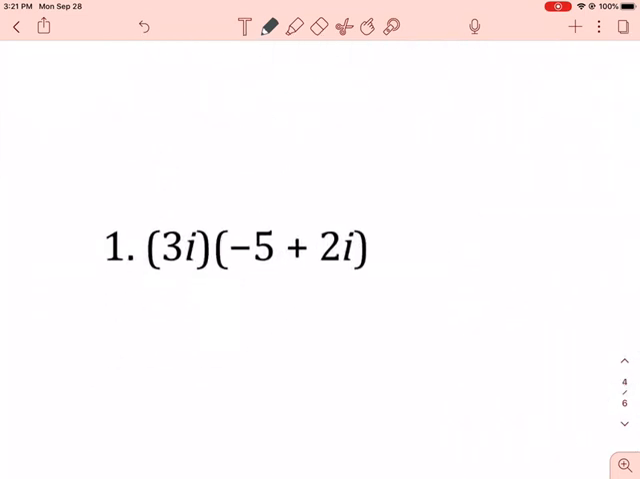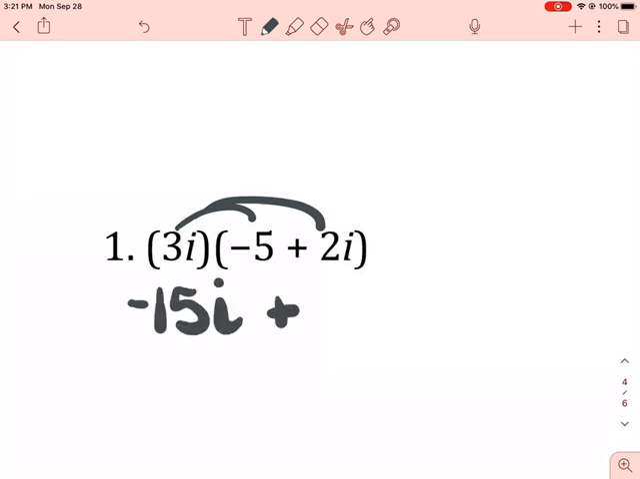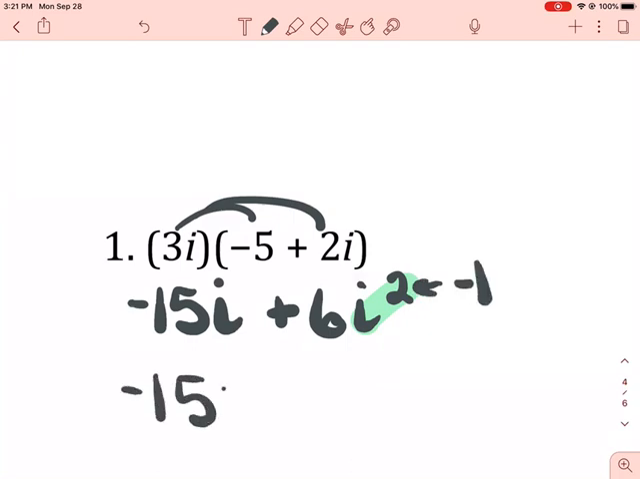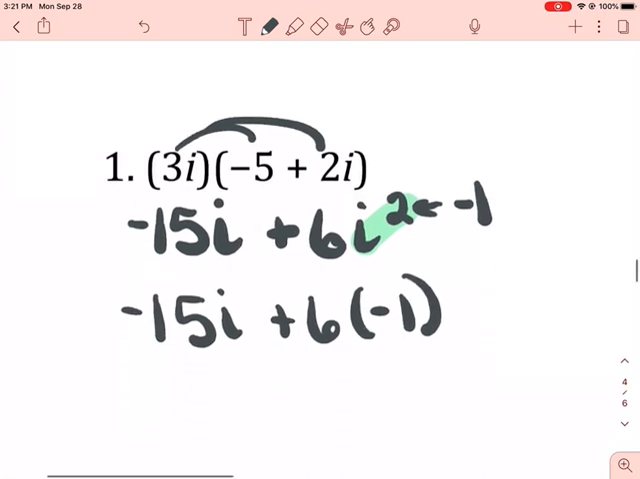All right, so why do we care? Well, let's take a look at this. We're going to distribute, so this becomes -15i plus 6i squared. Well, i squared is -1. So -15i plus 6 times -1, or -15i minus 6.